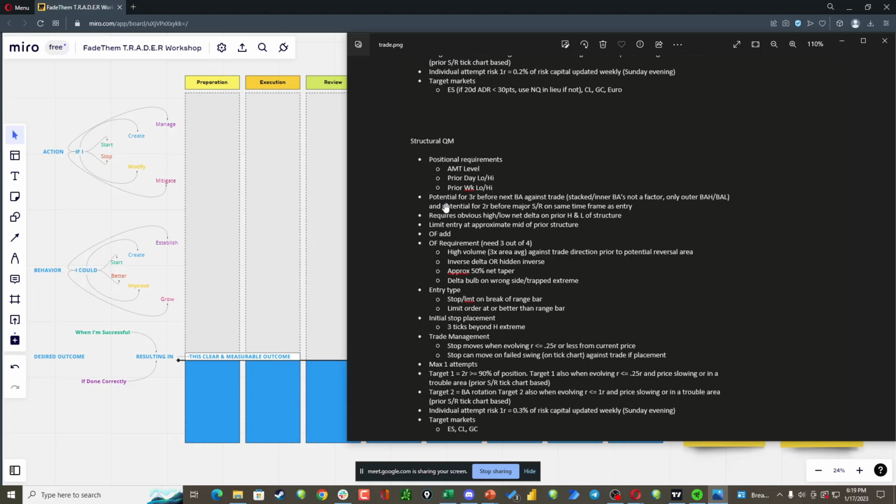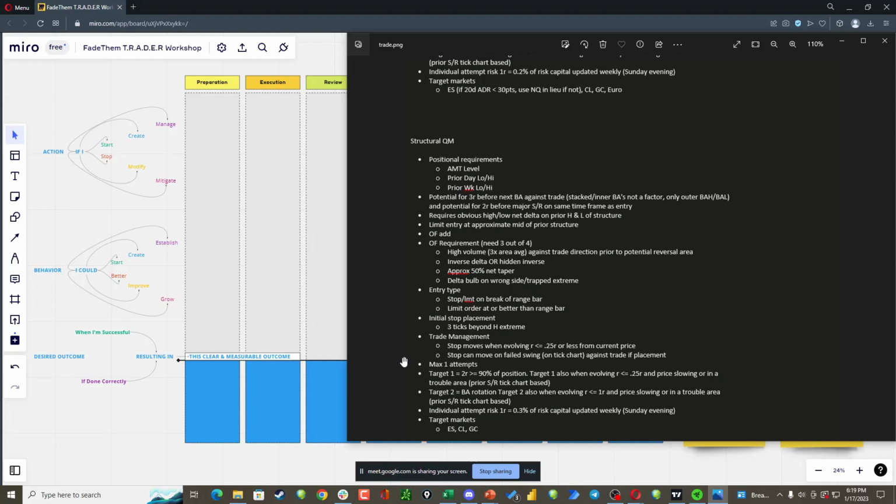So let's look at this structural one and talk through it. Let me just scan this real quick, so I don't want you to feel like you've got to read it to me. Okay. So a delta reversal, basically.